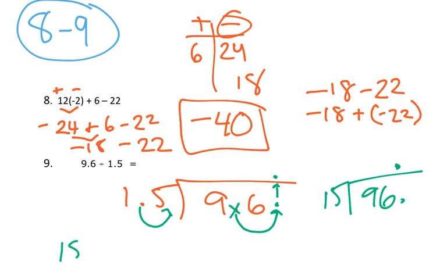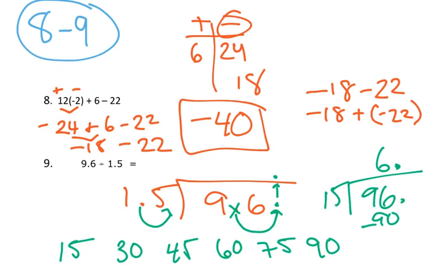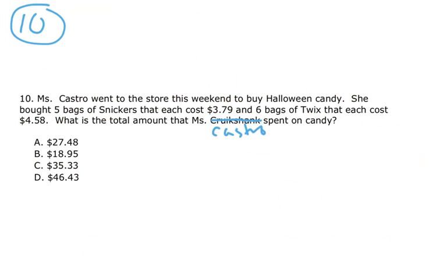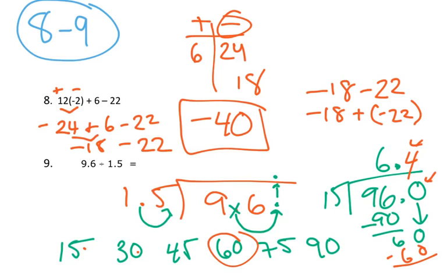I can list my multiples of 15. 15 times 1, 15 times 2, 15 times 3, times 4, times 5, times 6. Ooh, look, that's real close. 6, with a remainder of 6. I can add a 0 after my decimal point and bring that down. Notice how I'm only adding it inside the house, not in my quotient. 1, 2, 3, 4. I have no remainder left. Oops, went too far. So my answer for 9 is 6 4/10.